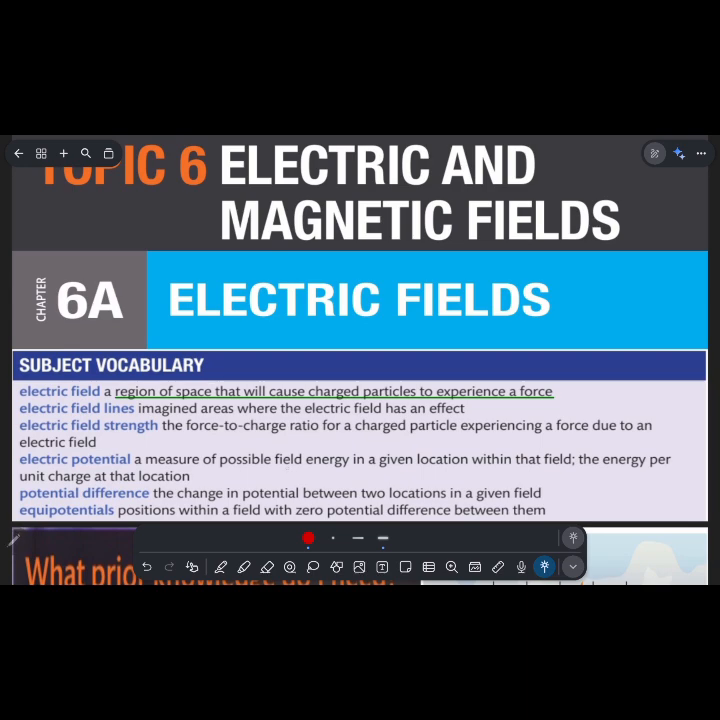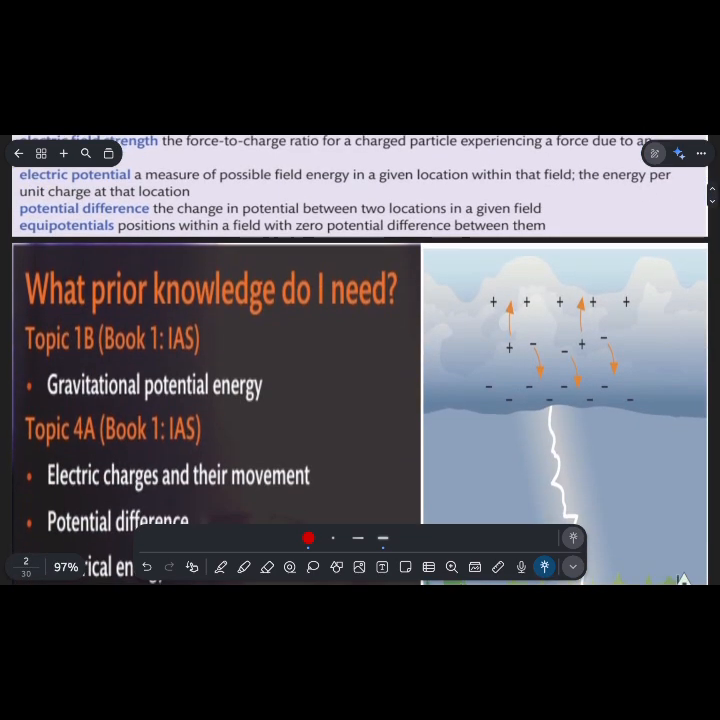Then potential is actually the work done by an electric field on a unit positive charge. And potential difference is basically the energy transferred to a charge when we bring it from one point to another point. And then equipotential surfaces are basically those positions around the charge which have the same potential. So this is what I will explain in my further slides.